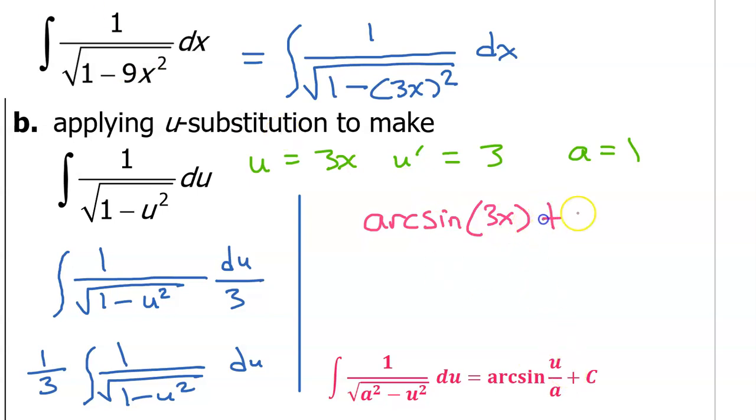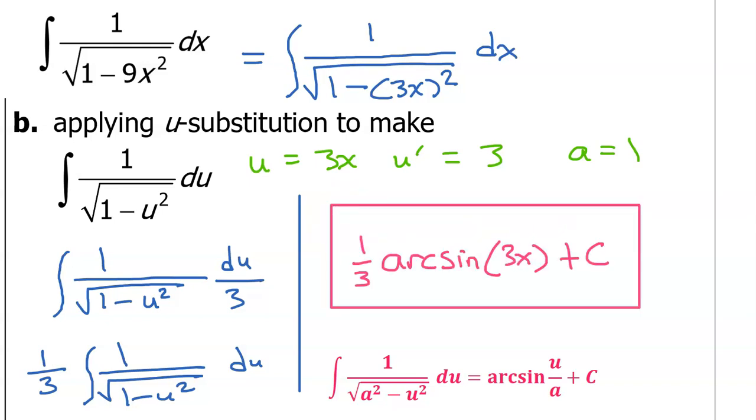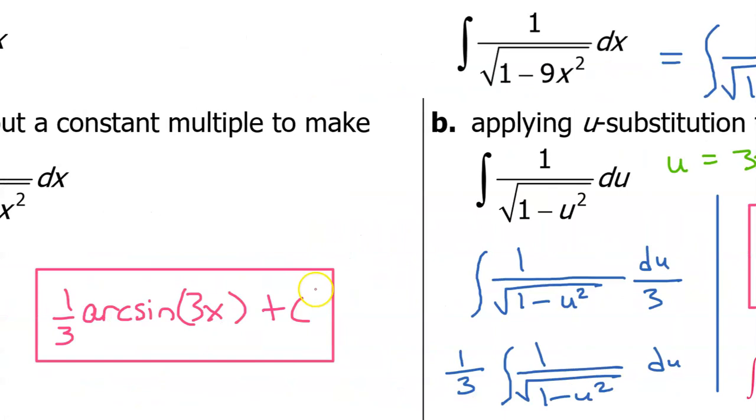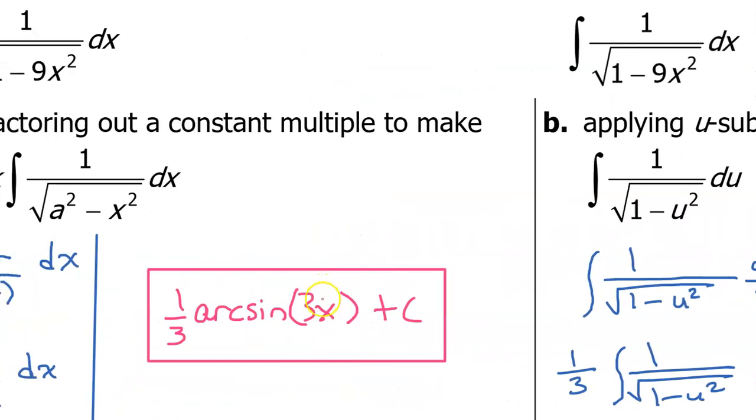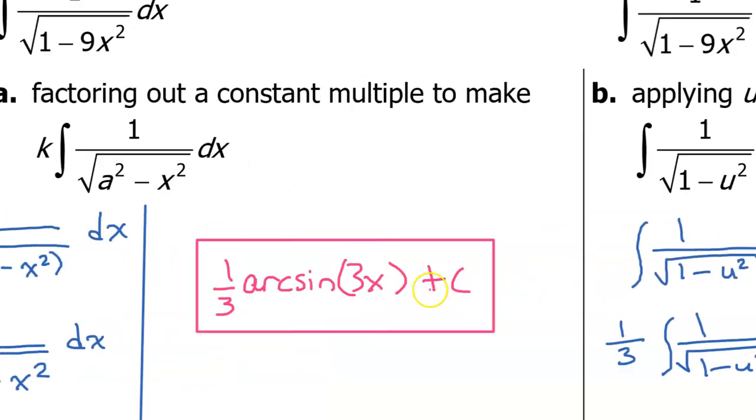And constant of integration, of course. Don't forget the 1/3 that we have in front of the integral. So we will bring that down. And that's it. That's how you would integrate using u substitution immediately. Compare this answer with what we got by the other strategy, and you can see that they are exactly the same.